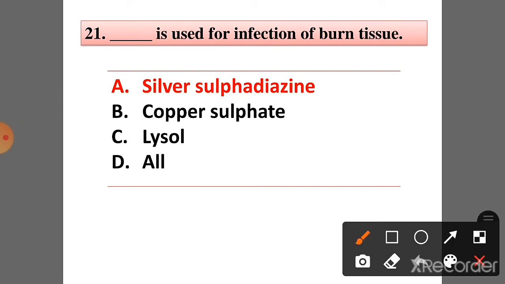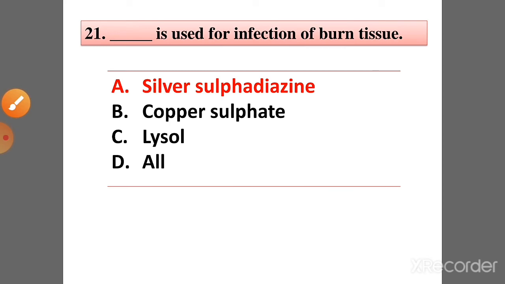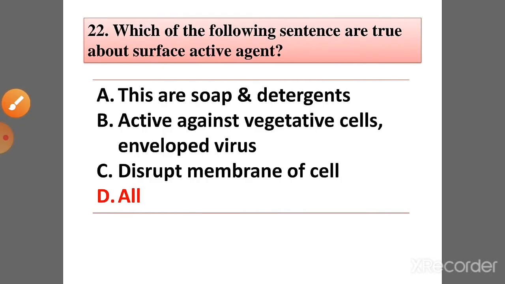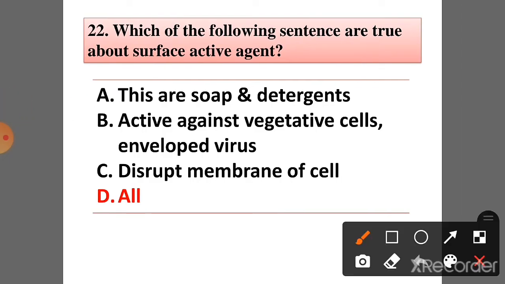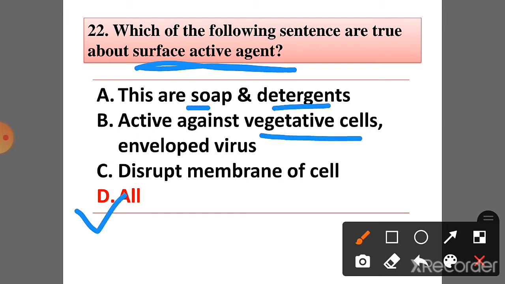Question 21. Dash is used for infection of burn tissue. Answer: silver sulfadiazine is used for infection of burn tissue. Question 22. Which of the following sentences are true about surface active agent? Option D, all. Surface active agents are soap and detergents, active against vegetative cell and envelope virus, disrupt membrane of cell.